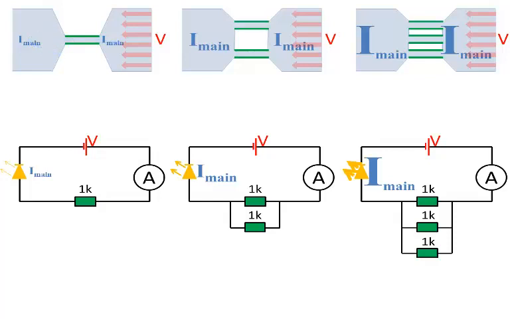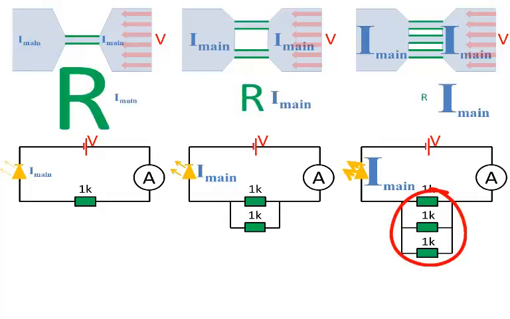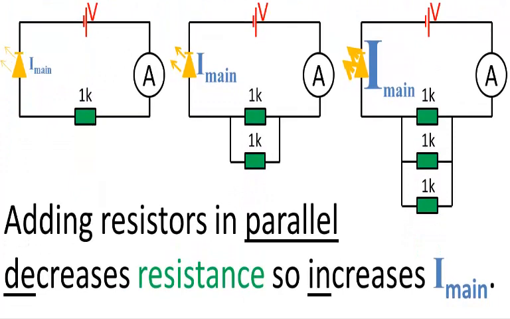In other words, the more resistors you have in parallel, the lower the resistance, the easier it is. And when it's easier, more current flows. A higher current strength is measured in the main part of the circuit. Adding resistors in parallel decreases resistance, so it increases current strength through the main part of the circuit.